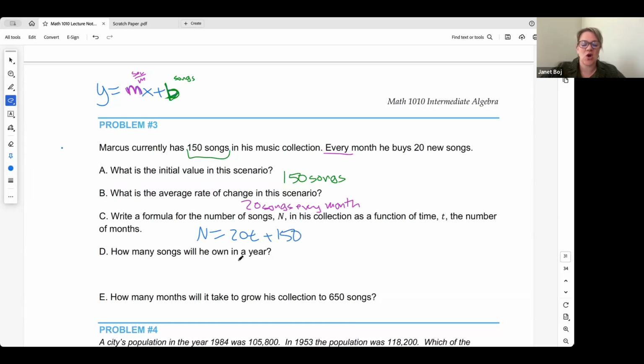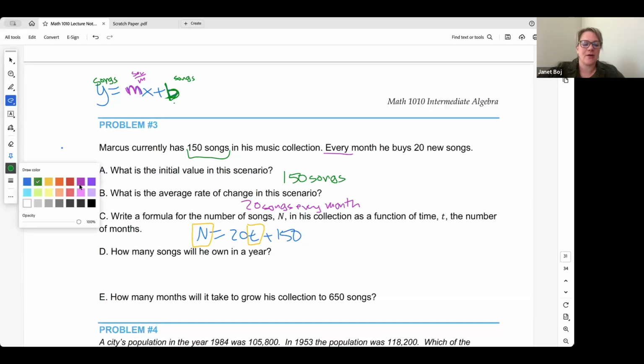How many songs will he own in a year? So now that you have your template or your model, you can plug in for n or plug in for t and solve for the other. Just focus on your units. You know that n is the number of songs, so the y value is the same unit as the y-intercept, the number of songs. The x value is right here, per month.